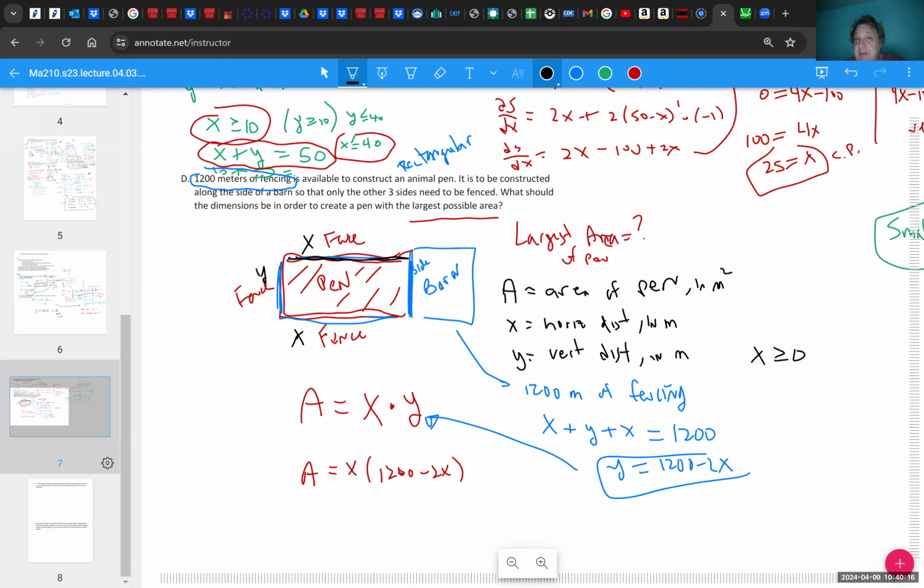So is there a biggest x can be? Well, we know that the total is 1200. So x plus y plus x has to be 1200. So what could the possible biggest of x be, right? This, by the way, is 2x plus y is equal to 1200, if that wasn't clear. So the biggest possible x would be 600. 2 times 600 would be 1200. You can't have bigger than 600, because then it would be bigger than 1200. So x is between 0 and 600. So those are some endpoints.